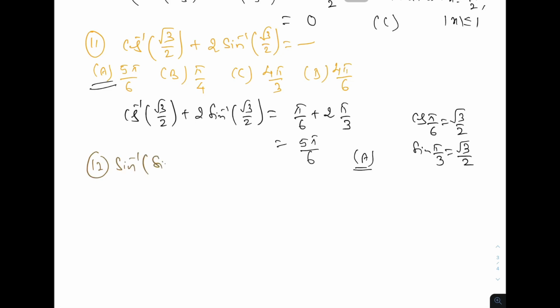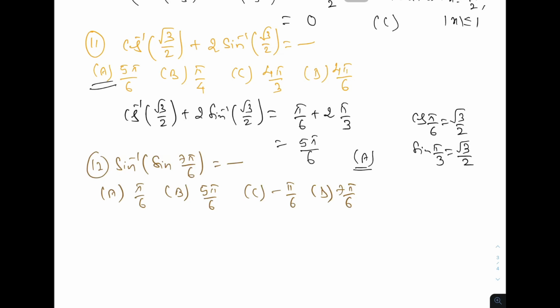Sine inverse sine 7 pi by 6 is blank. Options are pi by 6, 5 pi by 6, minus pi by 6 and 7 pi by 6.